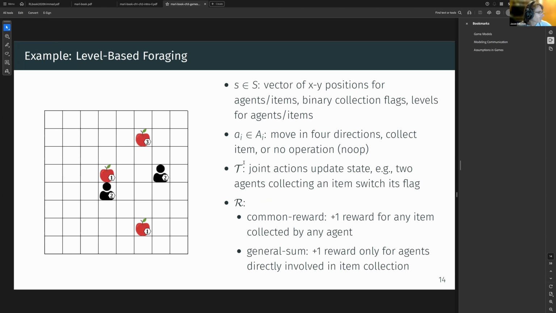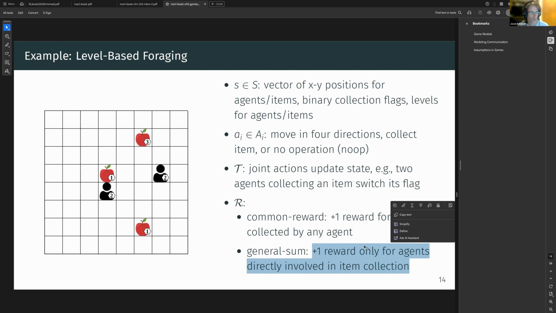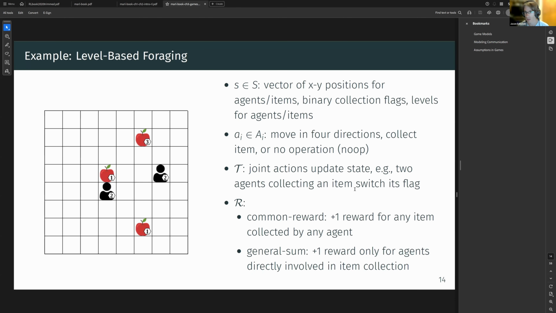So the foraging example is a case of this stochastic game process, where we can think of the reward function as depending on where all the agents are and what their actions are. If the agents are all away from the apples, then obviously there's no reward possible for that outcome. But we could define it in different reward settings, where we have common reward, or a case where you only give a reward to the agents that receive an apple.